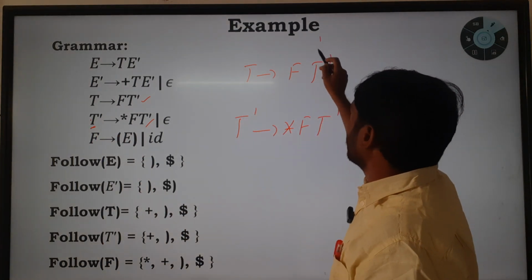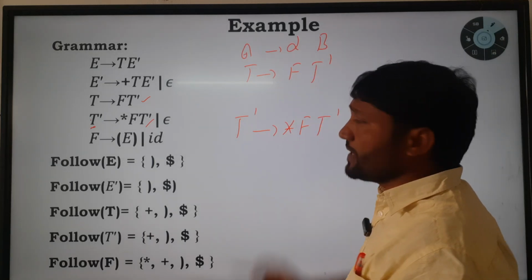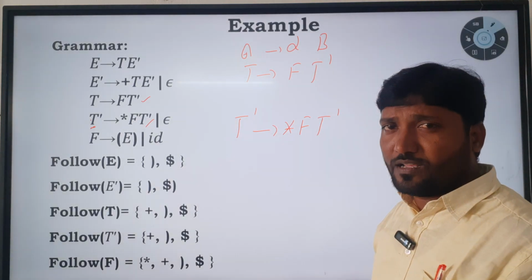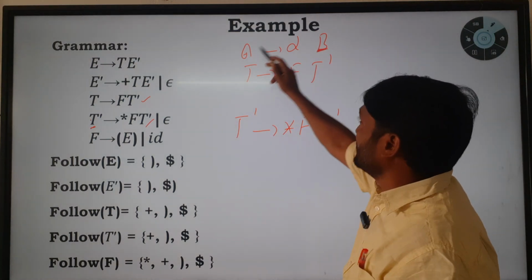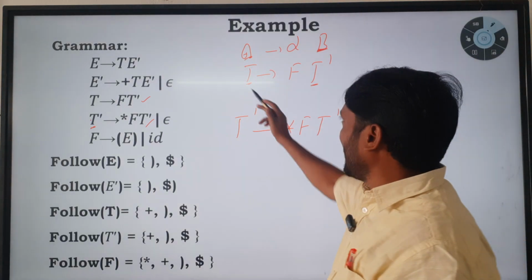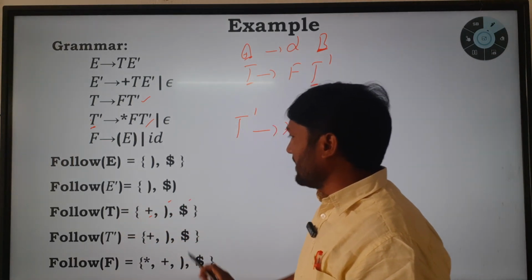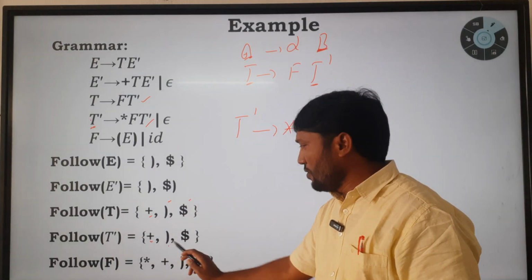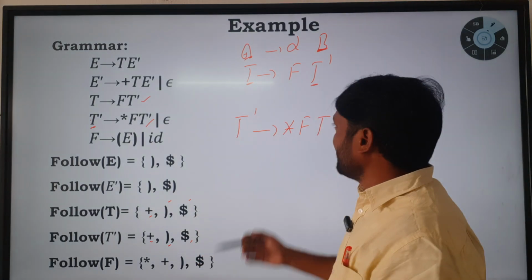So, for follow of T dash, this becomes a capital B, this is the alpha, this is A derives alpha B. Which rule can be applied here? We have to apply only the third rule of the follow function. What is the third rule? Follow of B equals follow of A, that means follow of T dash equals follow of T. Already we calculated the follow of T: plus, close bracket and dollar. These three symbols can be added in the follow of T dash. This is how we can calculate the follow of T dash.